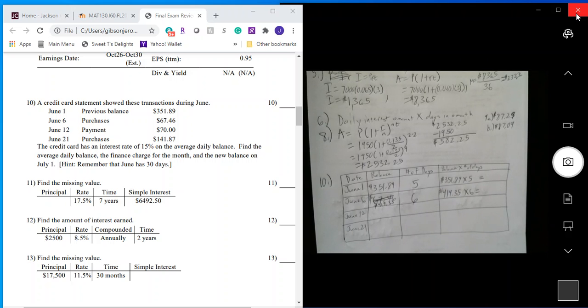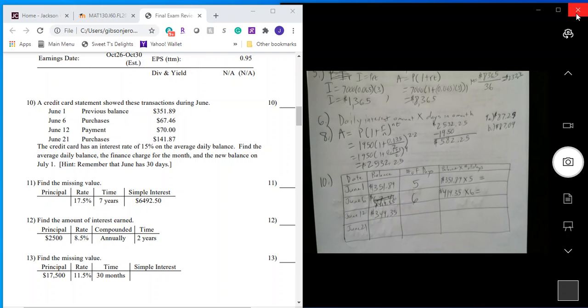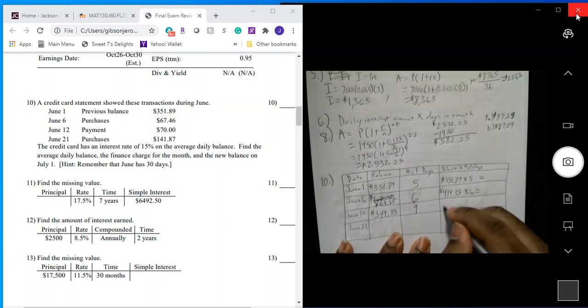Now we go to June 12th. We made a payment of $70. So we're going to have to subtract $70 from this $419. So it'll be $349.35. And how many days? We'll go from the 12th to the 20th, which would be 9 days. So then we will have $349.35 times 9.